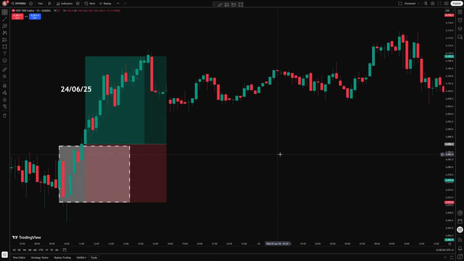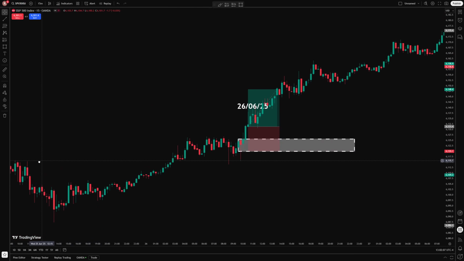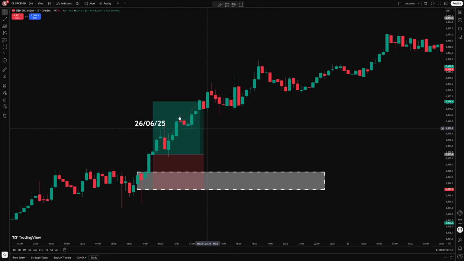I've been trading the opening range breakout strategy for a few months now, and it's been working pretty well. But from time to time, the trade will hit my take profit target, like it did on this day, and then continue going without me.